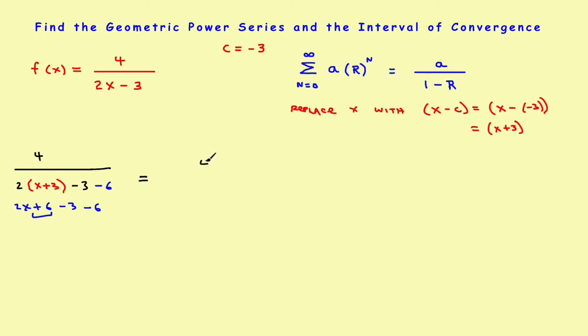You've got a 4 in the numerator. We'll go across here. Now I'm going to go back to this thing again. This is going to be 2 times x plus 3. Put these two together and you'll have a minus 9. So now it's just a matter of changing this into this form up here, a divided by 1 minus r.